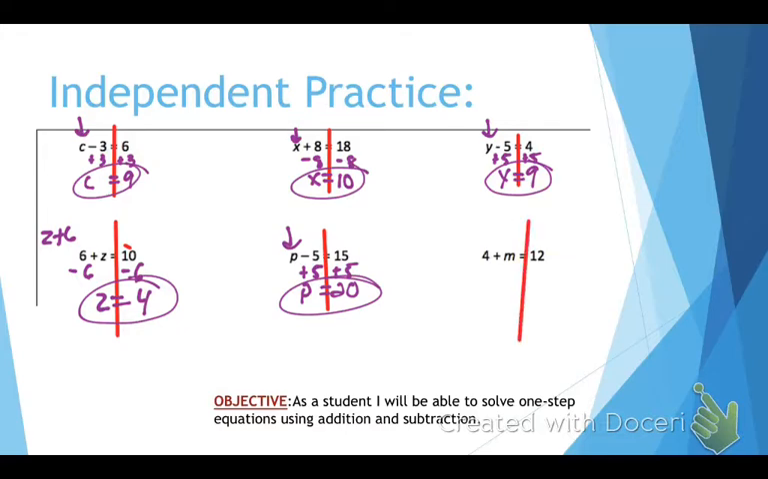Last one. Alright, oops. Here we go. Draw my line. Find my variable. It's M. We're adding 4. What's the opposite of adding 4? Subtracting 4 from both sides. 12 minus 4 is 8. 4 minus 4 is nothing. It just crosses out. The M drops down. We get M equals 8. Ladies and gentlemen, you have solved your first 6 equations. Hopefully you got all of them correct.